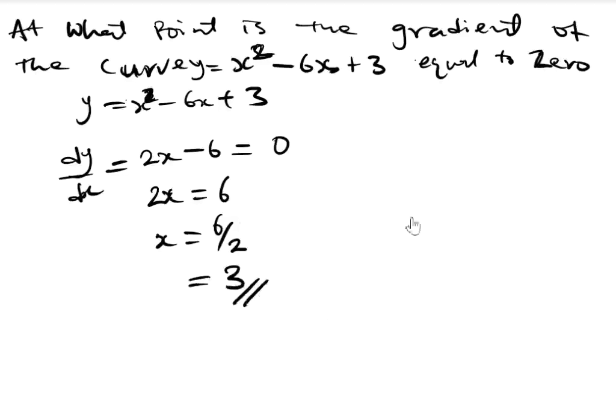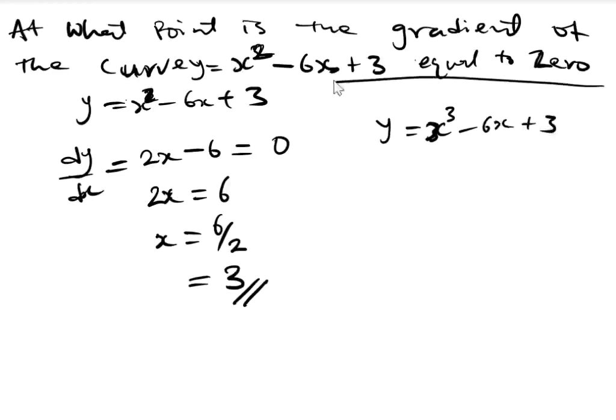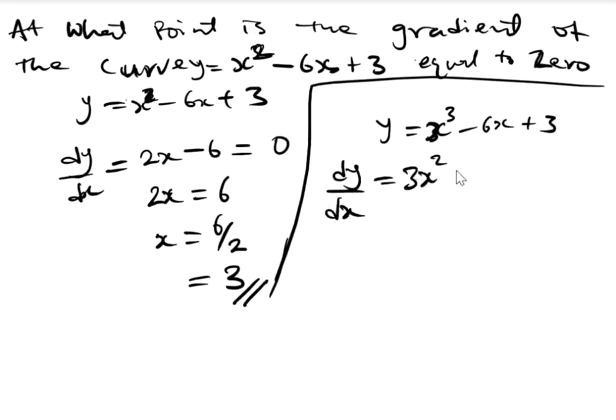Assuming the first equation we have, which is y is equal to x cubed minus 6x plus 3, if the question is still this, we can solve it. And the first step is to differentiate. If I differentiate this, I'll be having 3x squared minus, if I differentiate this, 6. Differentiation of a constant is 0.